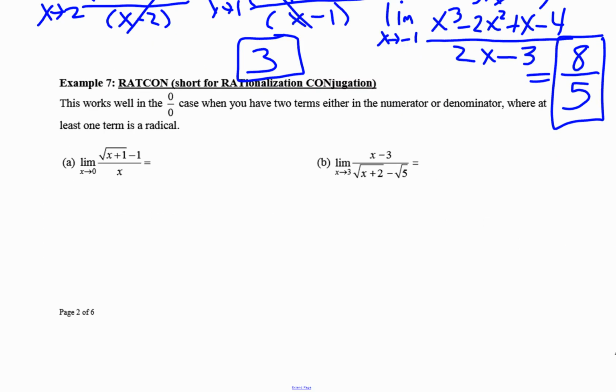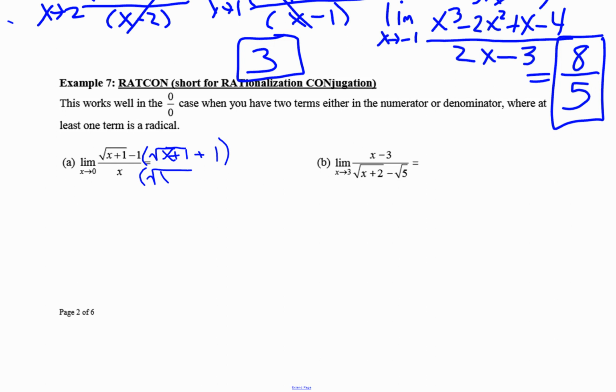Okay, and this one takes a little bit more space when we do this. So RATCON, rationalization conjugation. You have to know what the conjugate is. So again, always try direct substitution. We get 1 minus 1, 0 over 0. Now we have a problem. We can't just cross out x's. So what we do instead is multiply by the conjugate, square root of x plus 1 plus 1.